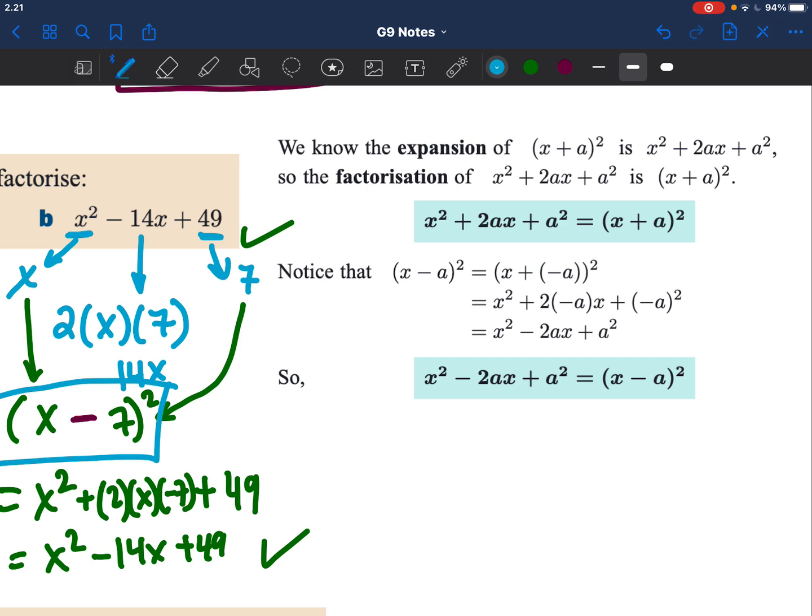So again, guys, my biggest tip for you is to look at the first and the last. And last but not least, check out the middle, right? If the middle is positive, that means it's going to be an addition. If it's negative, it's going to be a subtraction. Easy.